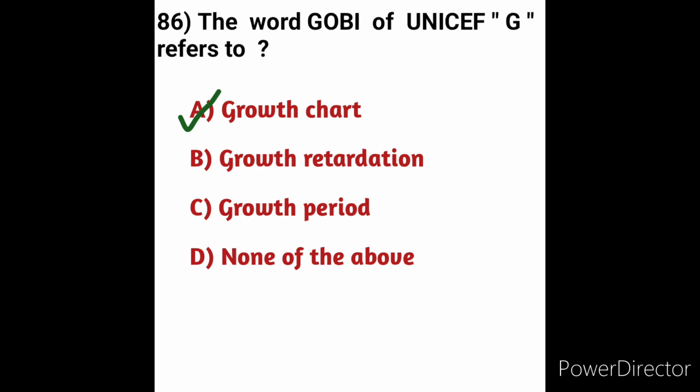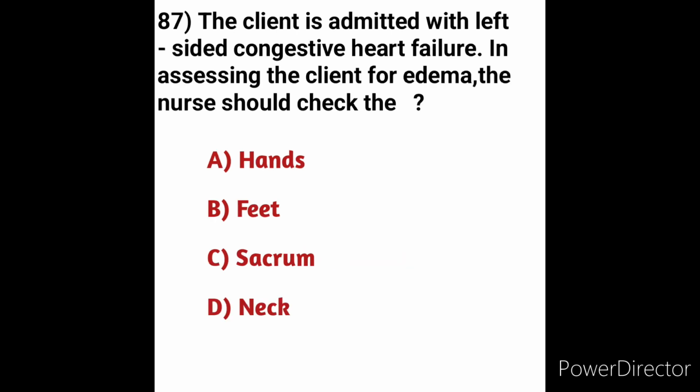Next we will move on to question number 87. The client is admitted with left-sided congestive heart failure. In assessing the client for edema, the nurse should check the site. While assessing the patient for edema, which site does the nurse have to check? We will see here the options. Option A, hands. Option B, feet. Option C, sacrum. Option D, neck.